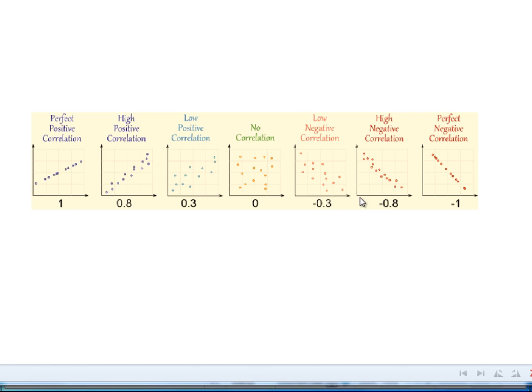So if you look at all these examples, you get an idea of how this coefficient is working, the correlation coefficient. So when we have a positive slope, it's a positive value. When we have a negative slope, then we have a negative value. And when it's perfect, then it's either 1 or -1, or very close to 1 or -1. When we have basically no correlation, a very low correlation, it's close to 0.